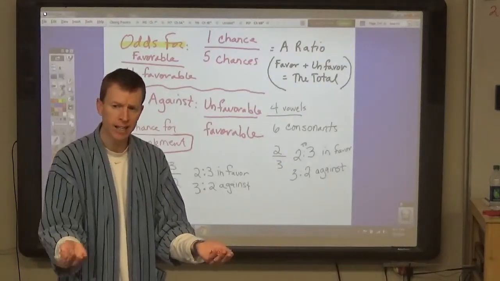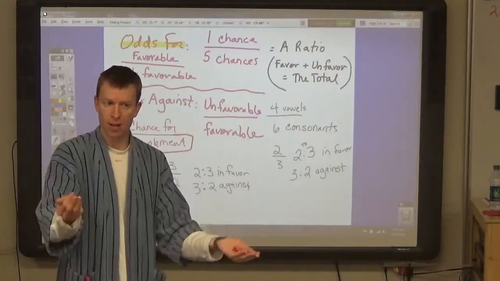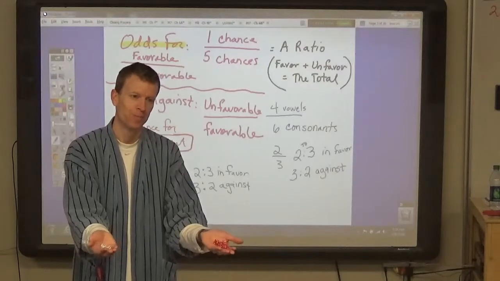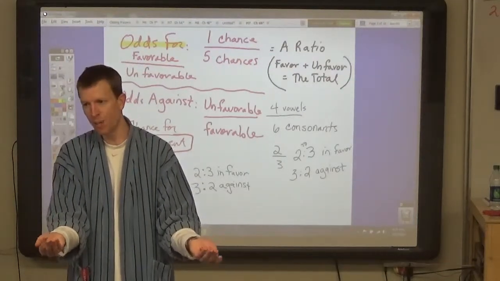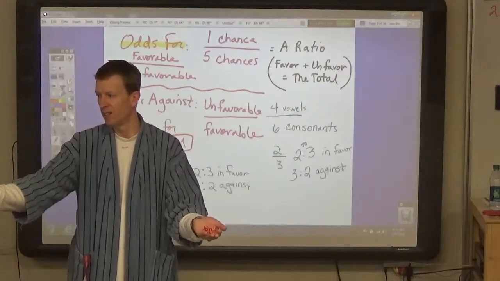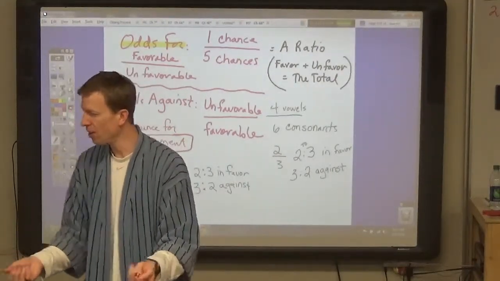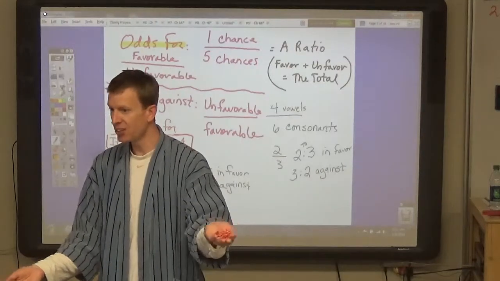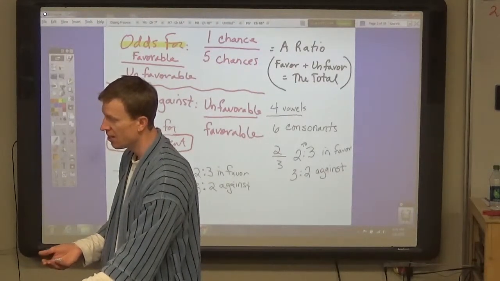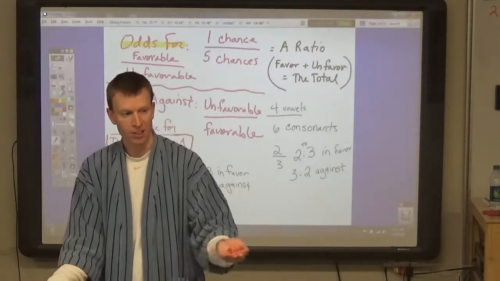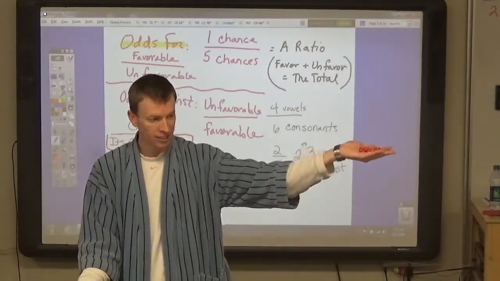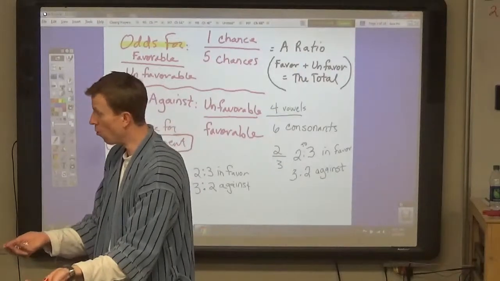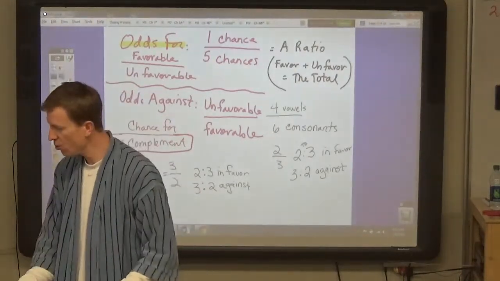What are the odds against it happening? You reverse the numbers. The odds against pulling a white die. Not as a percent. Tell me as a ratio. The odds against are higher because there's 6 of the red ones and 4 of the white ones. So the odds against it are 6 to 4. There's 6 red ones that you don't want, and 4 white ones that you do want.